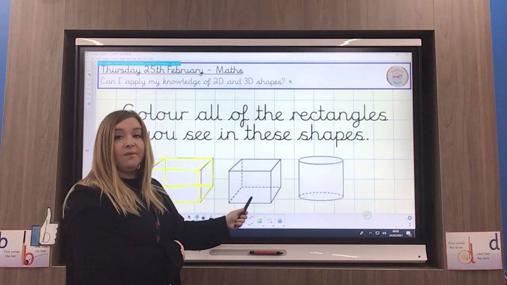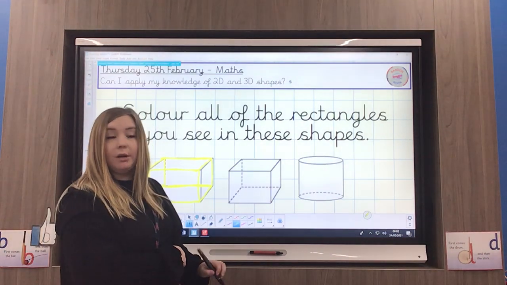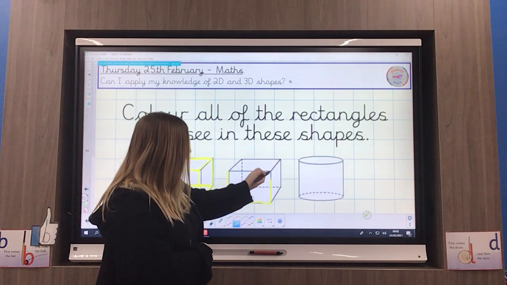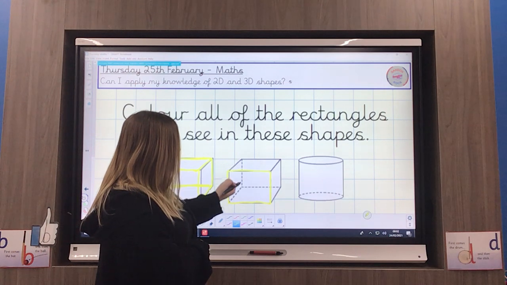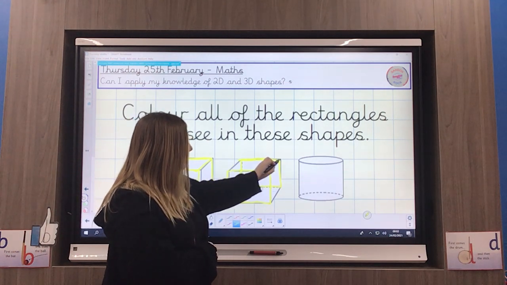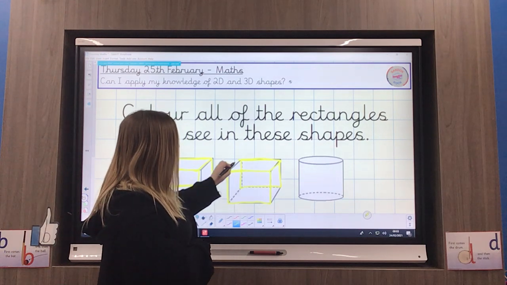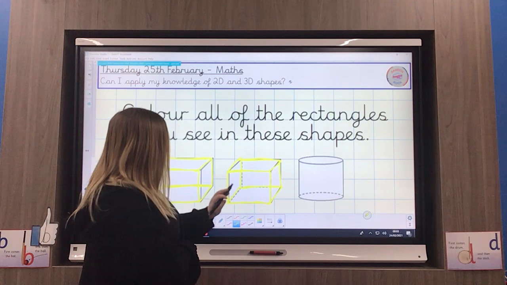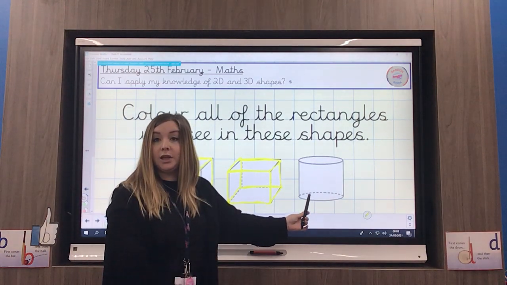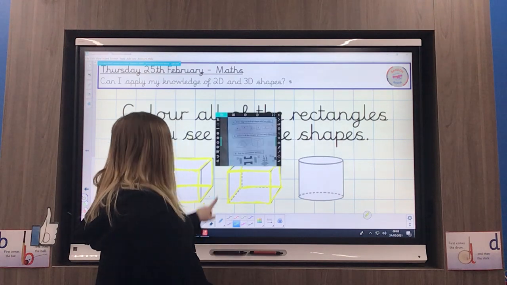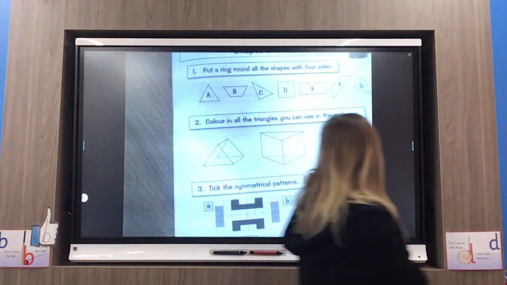Okay, same for this one then, because this one's also a cuboid, so we've got some longer sides. So there's a rectangle, there's a rectangle, we've got a rectangle at the top and a rectangle at the bottom. Now can we see any rectangles on this shape? No, I can't either. So if we go back to your booklet now then, Year 4.